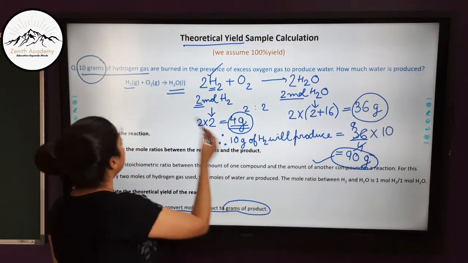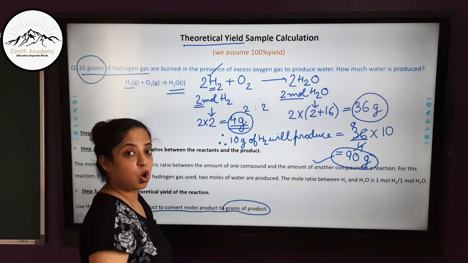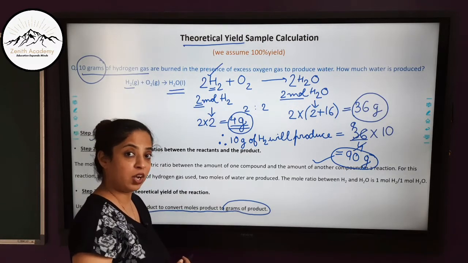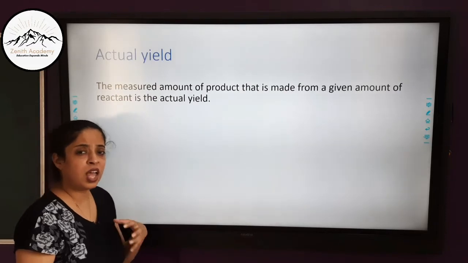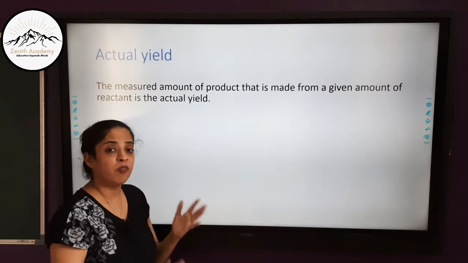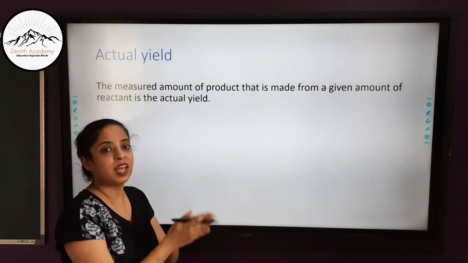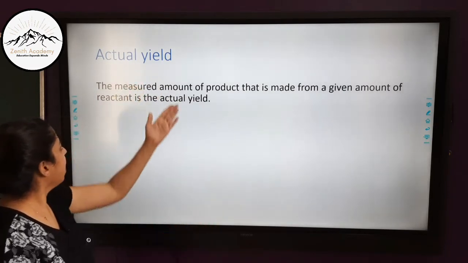This we got by the balanced chemical reaction and the knowledge of the number of moles and the relative molecular mass or relative atomic mass. Now let us understand what is actual yield. In practice, we do not get 100% yield. There is always some loss in masses. So what is actual yield?